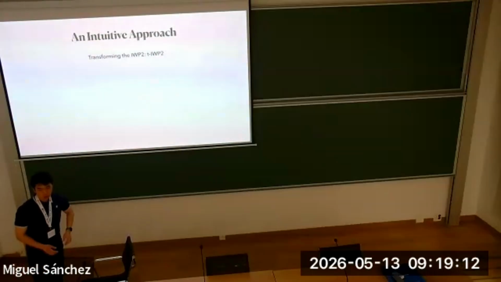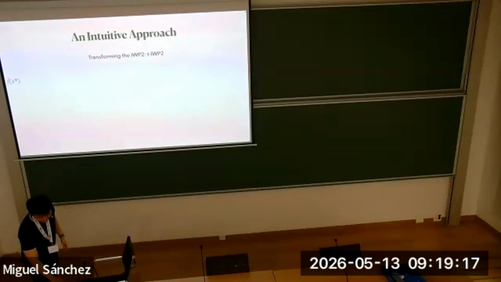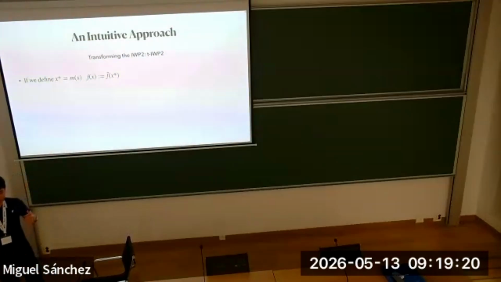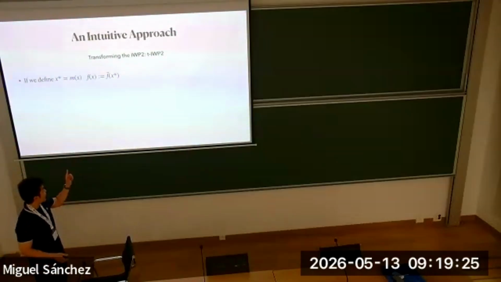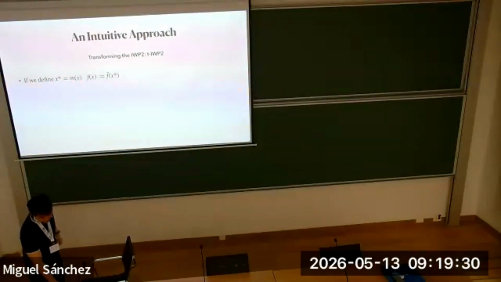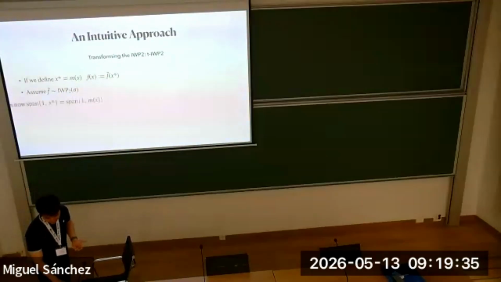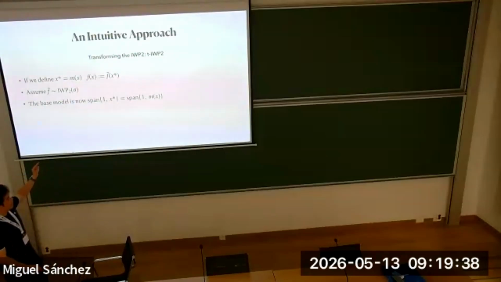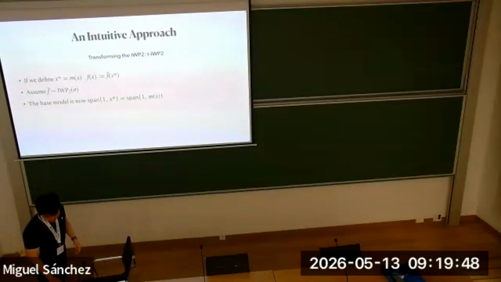One very intuitive approach is to simply transform your variable. Basically, if we define x star to be m, your choice of monotone function, applied on the original scale, and then you define f(x) to be the composition of f tilde on x star, then if you further assume f tilde follows IWP2, that means you are penalizing f tilde toward the linear space, but the argument of f tilde is x star. So now you are penalizing f toward the space defined by, or induced by, m(x).